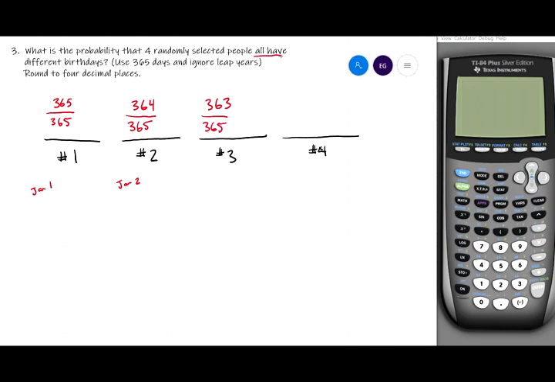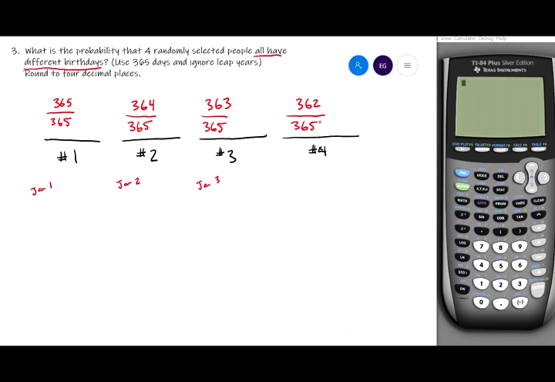So we want all to have different birthdays. Let's say person number three, nothing too creative, was born on January 3rd. So now for all four people to have different birthdays, person number four cannot be born on the 1st, the 2nd, or the 3rd of January. Those three options are gone, leaving 362 possible birthdays out of the 365 days in the year.